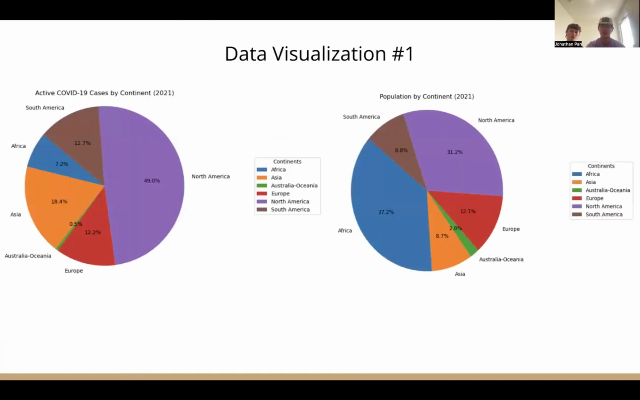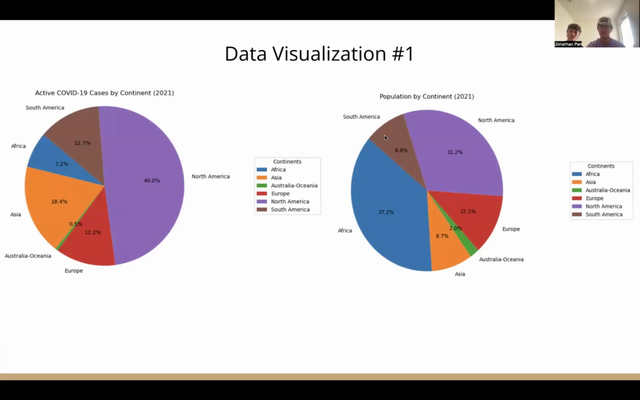And this is our data visualization number 1. So we created a pie chart. Our first one was active COVID-19 cases by continent, and we wanted to show the proportions within each continent. So as you can see, North America is almost 50% of the world in active COVID-19 cases.